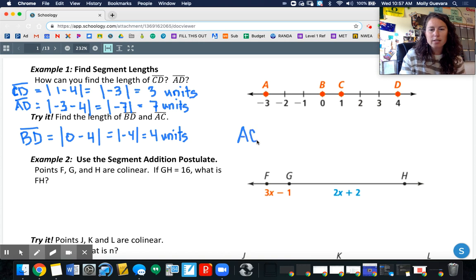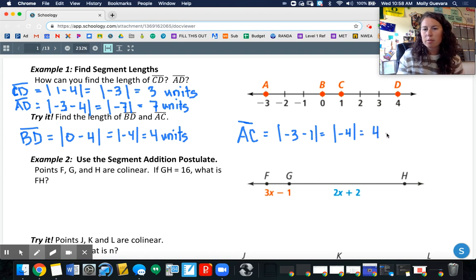And then the last one is AC. Absolute value, A is negative 3, minus C is 1. So when I subtract these, negative 3 minus 1 is negative 4. Oh, funny, it's the same answer. The absolute value of negative 4 is going to be 4 units. Make sure you're writing units.